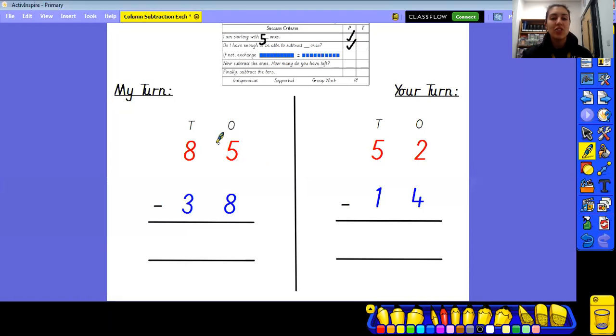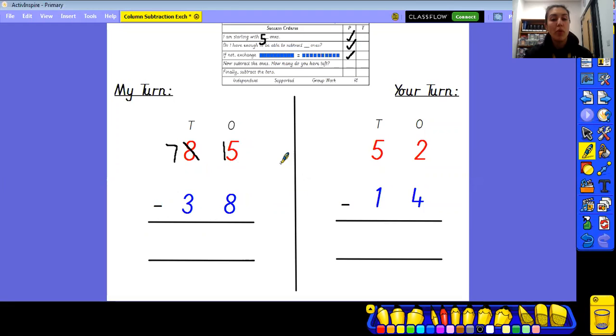That's right, well done. I can exchange one of my 10s into 10 ones. So what that looks like is I no longer have 8 10s anymore, because I'm going to take one of them and put it in my ones column. That means I don't have 8 10s, I now have 7 10s, and I don't have 5 ones anymore, I've actually got 15 ones. So when I've made my exchange, now I should have enough ones here to be able to subtract 8 ones.